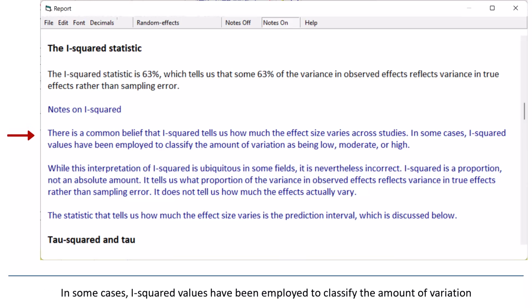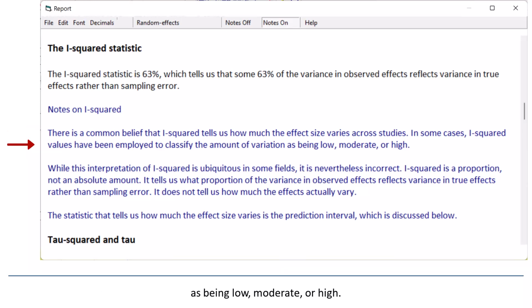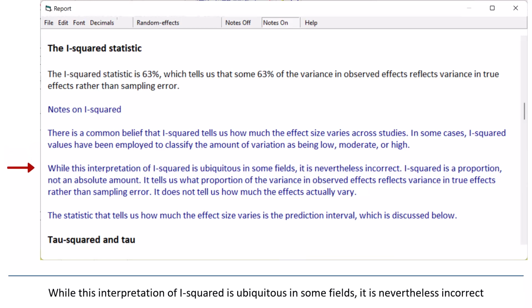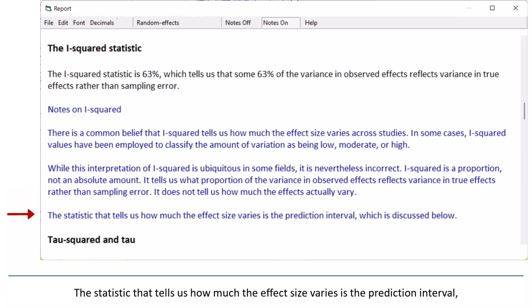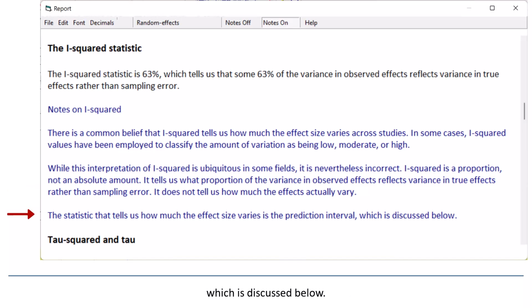In some cases, I-squared values have been employed to classify the amount of variation as being low, moderate, or high. While this interpretation of I-squared is ubiquitous in some fields, it's nevertheless incorrect. I-squared is a proportion and not an absolute amount. It tells us what proportion of the variance in observed effects reflects variance in true effects rather than sampling error. It does not tell us how much the effects actually vary. The statistic that tells us how much the effect size varies is the prediction interval, which is discussed below.